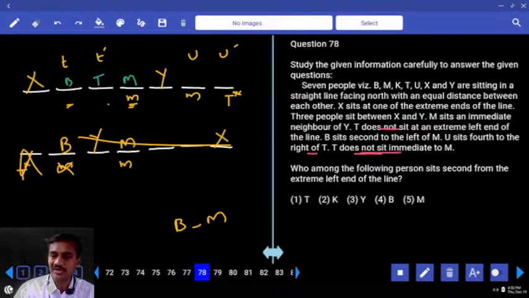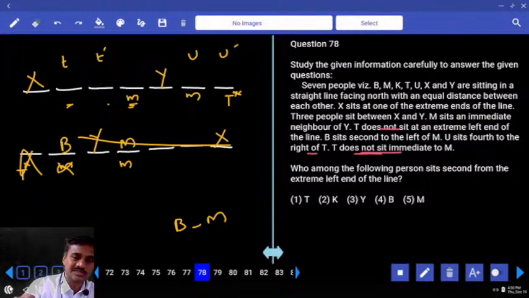T and M are not adjacent to each other, and this case is not possible. Hence M must be here. M is here, B is here, then T is here. Now T is here, 1, 2, 3, 4, U is here. Then who is the person left? K is the person left.